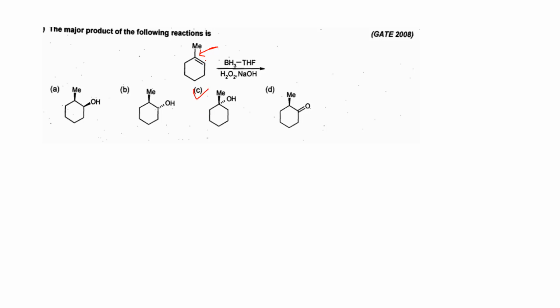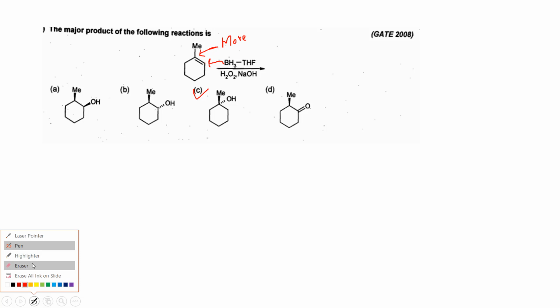Sorry, boron will be added here. This is the more hindered side. I made a mistake. This is the more hindered side. So H will be added here and boron will be added here. So the correct option will be... then the boron will be replaced by an OH.